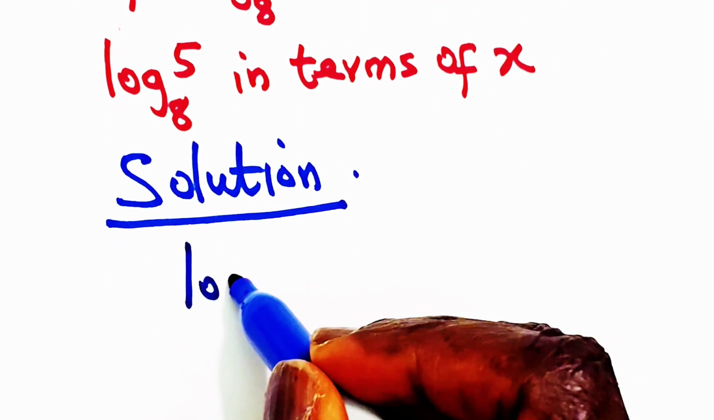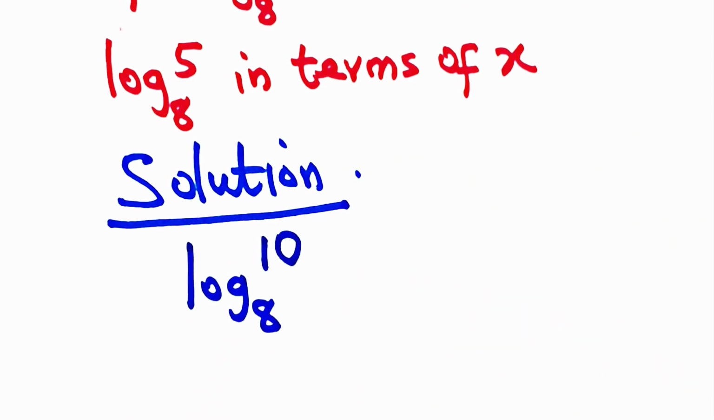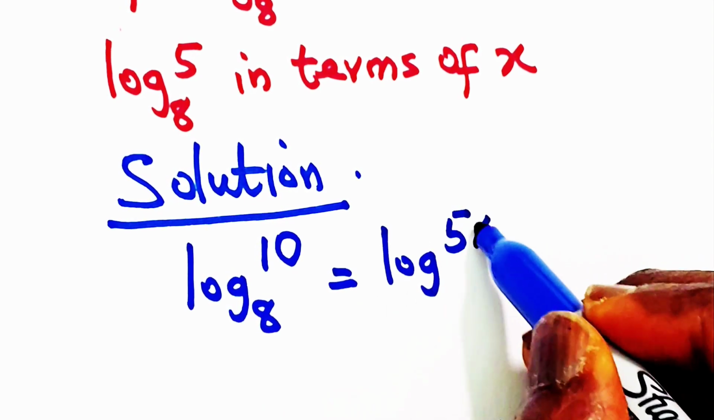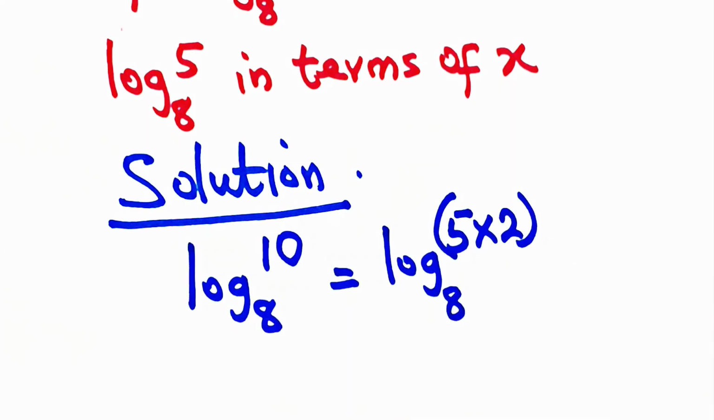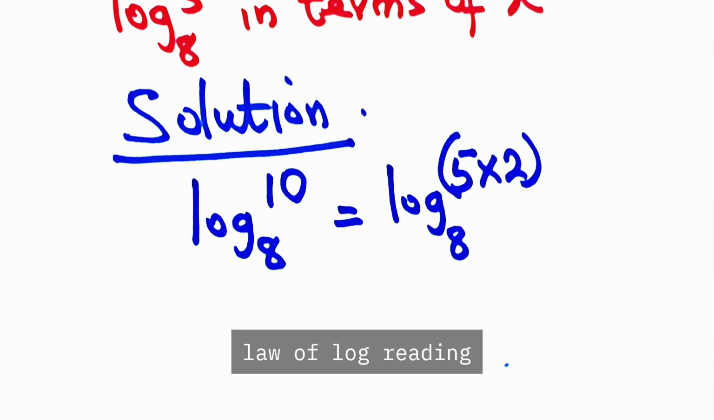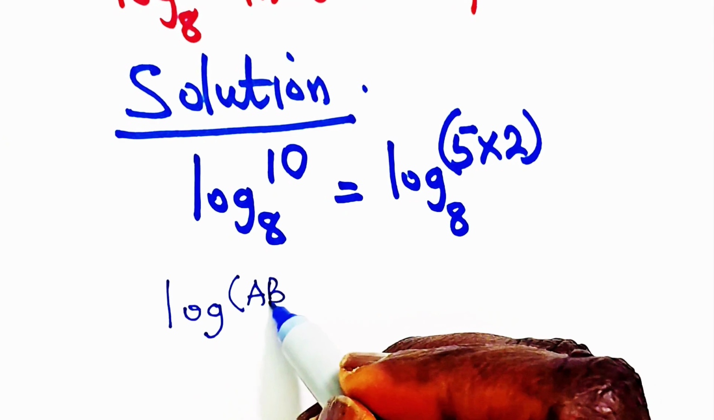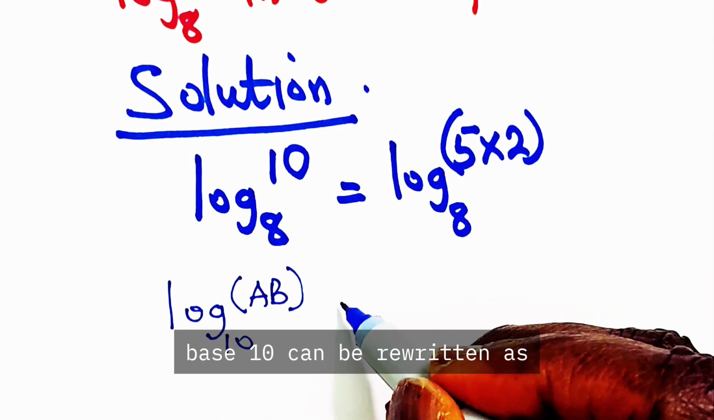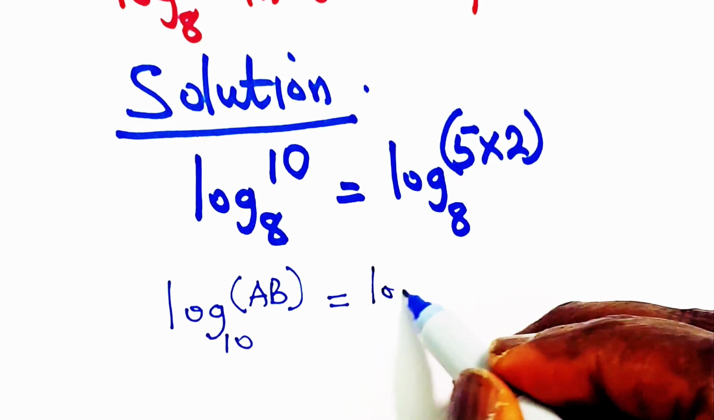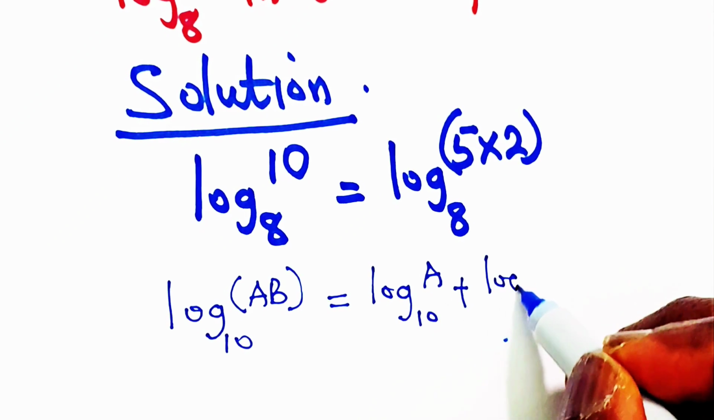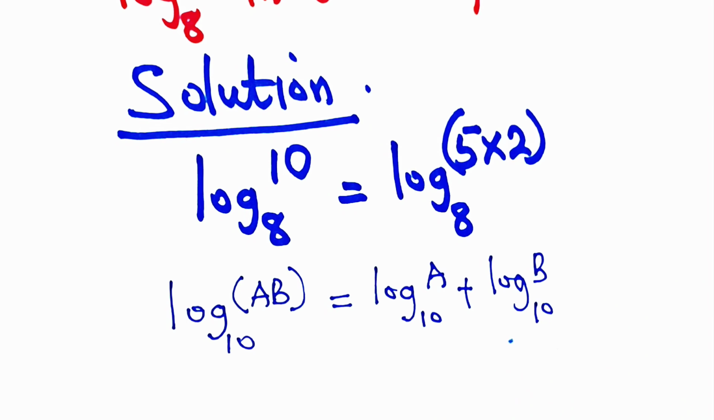We know that log 10 base 8 can be rewritten as log of 5 times 2 base 8, because of this law of logarithm that says that log of a times b base 10 can be rewritten as log a base 10 plus log b base 10. So the same thing, we're going to apply the law here.